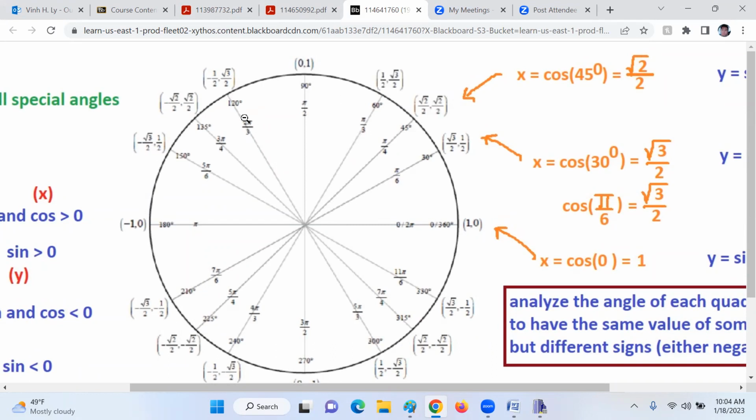And keep going, at 2 pi over 3, the y-coordinate will be radical 3 over 2. At 3 pi over 4, the y-coordinate will be radical 2 over 2. The y-coordinate represents the sine. At 5 pi over 6, the y-coordinate is going to be 1/2. And at pi, it's going to be 0.